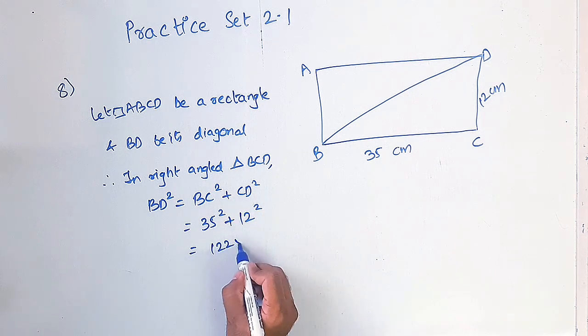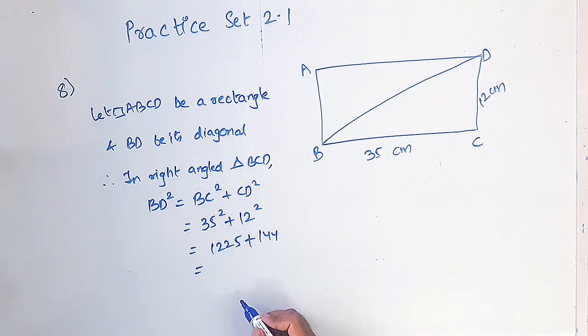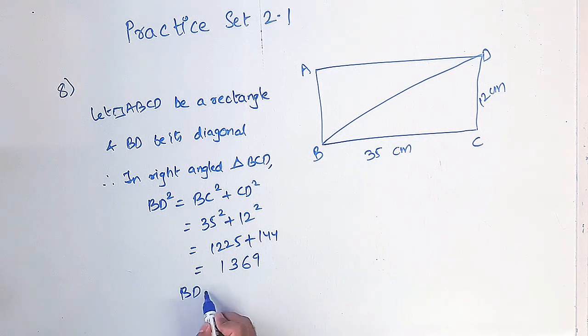What is 35 square? 1225. What is 12 square? 144. What is that total? 5 plus 4, 9, 2 plus 4, 6, 2 plus 1, 3, 1369. And 1369 is the square of 37. So BD is 37 centimeter. So the diagonal of the rectangle is 37 centimeter.